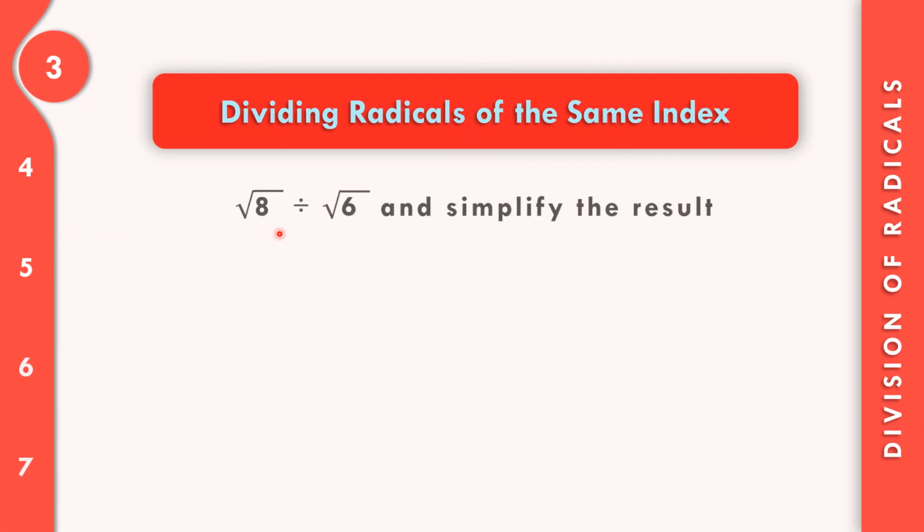How about number 3? Square root of 8 divided by square root of 6 and simplify the result. So let us copy. It is also written as square root of 8 over square root of 6. So let us combine. We have the same index, that is 2. So square root of the quotient 8 over 6.